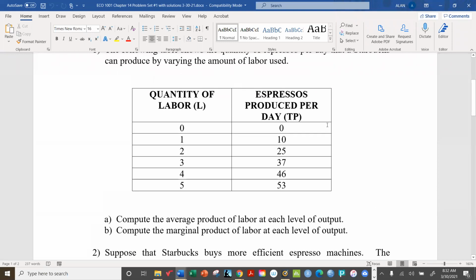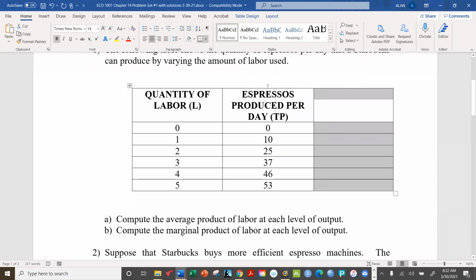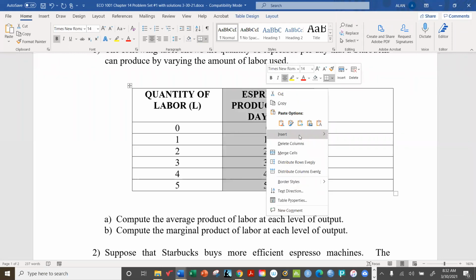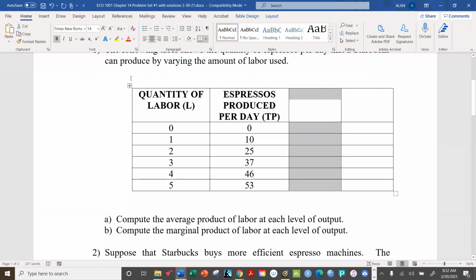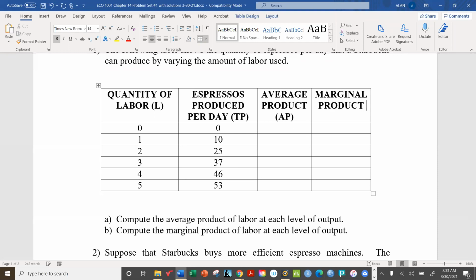All right, so here's what I'm going to do. I'll add 2 new columns to this table just to fill in the results. It'll just be easier that way. Okay, this should do it. So the average product will go here, the marginal product will go here. Okay, so in the first row, there's no definition here. You cannot have an average or marginal product when there's no output. Okay, but after that, it's pretty straightforward.